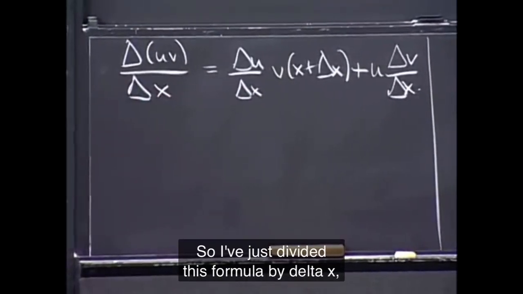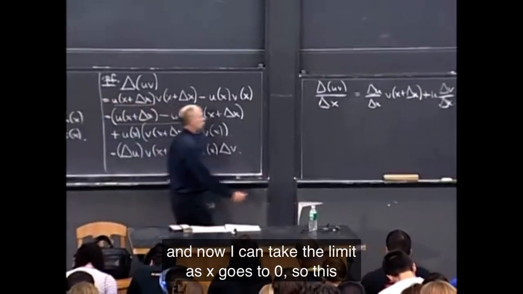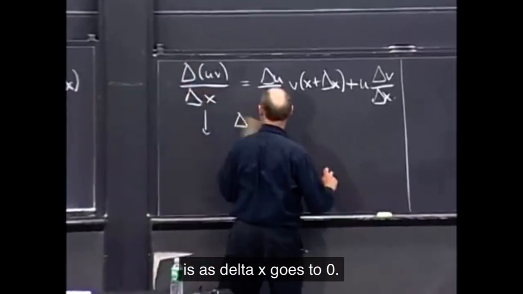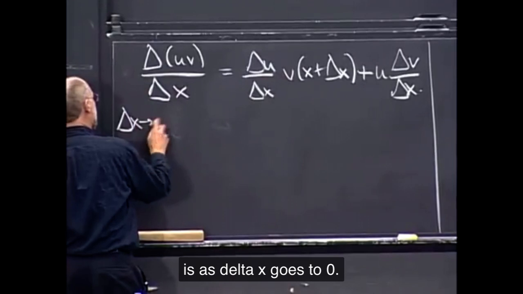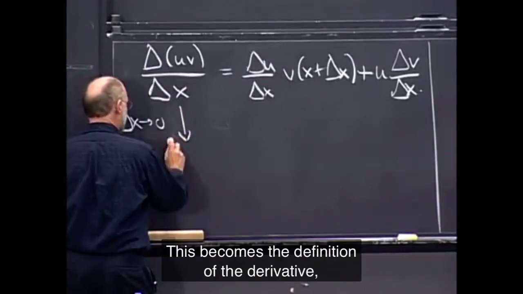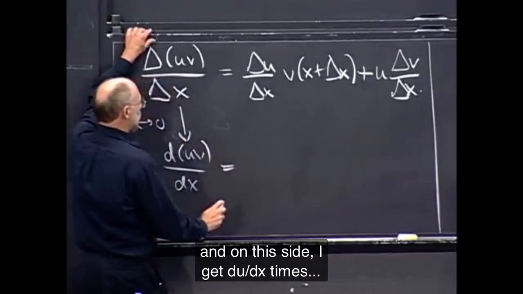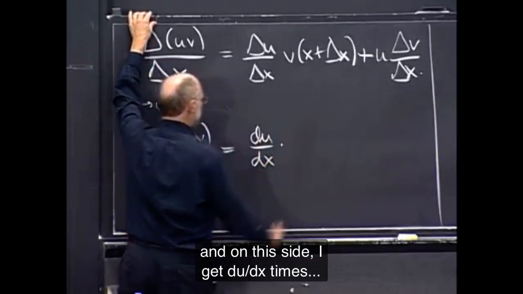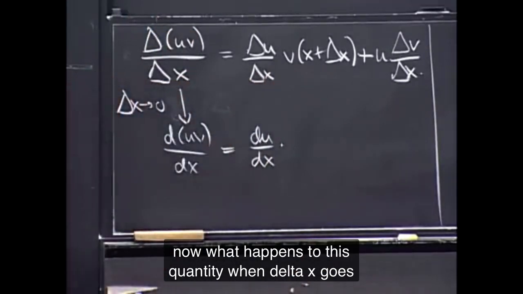So I've just divided this formula by delta x, and now I can take the limit as delta x goes to 0. So this, as delta x goes to 0, this becomes the definition of the derivative. And on this side, I get du dx times, now, what happens to this quantity when delta x goes to 0?